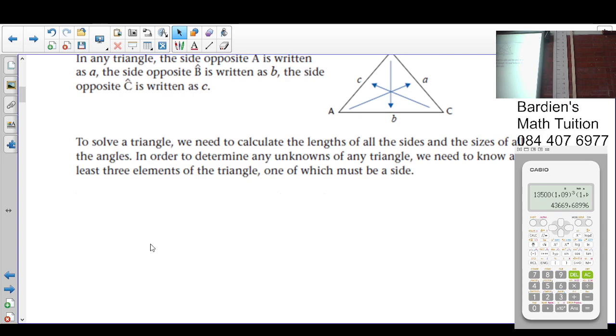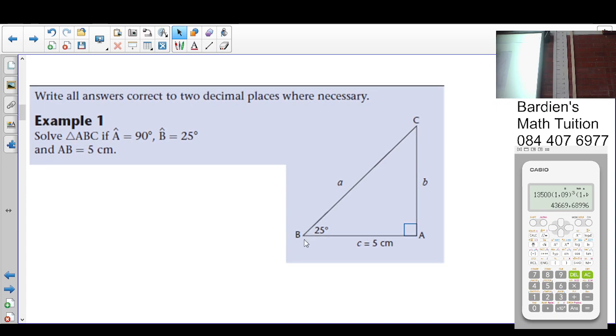In order to determine any unknown of any triangle, you need to know at least three elements of the triangle, one of which must be a side.